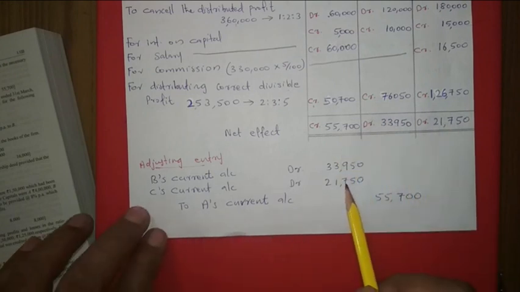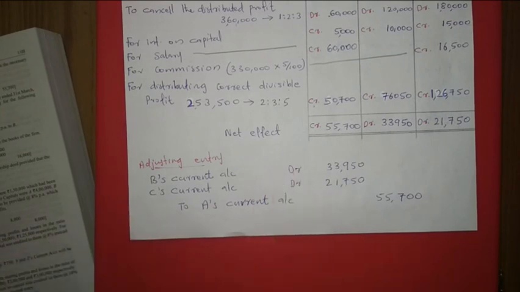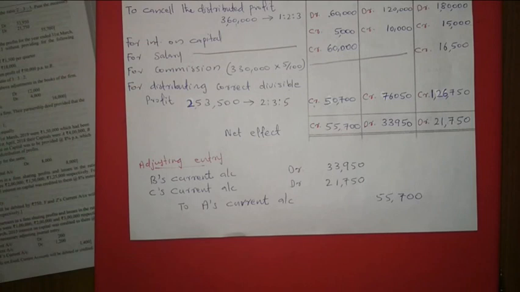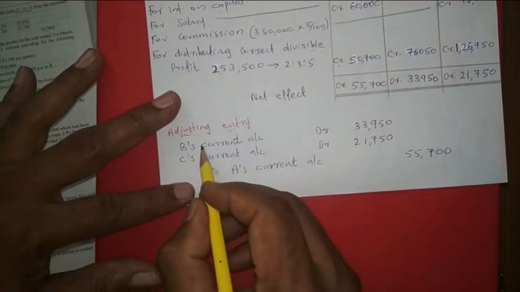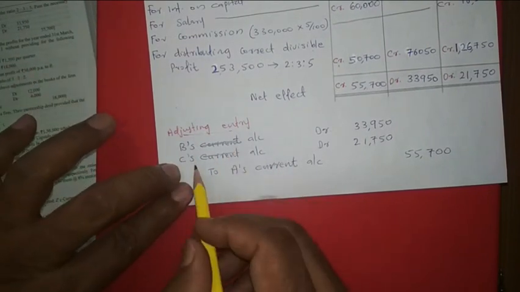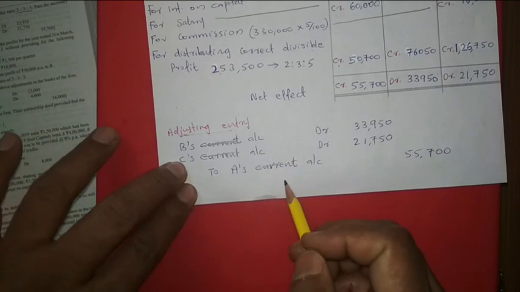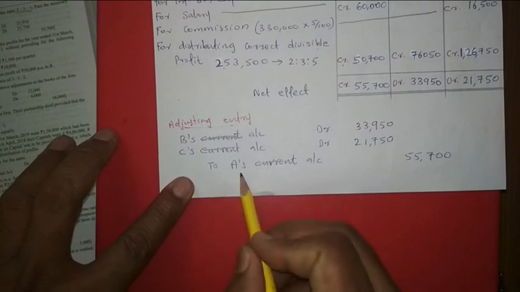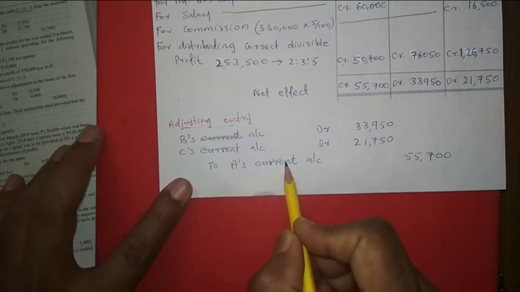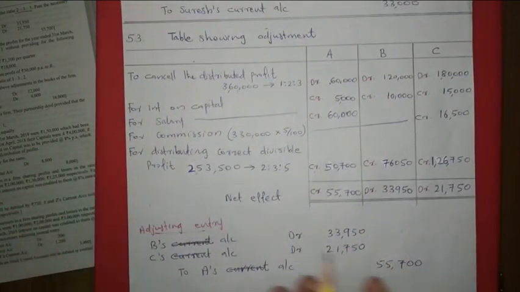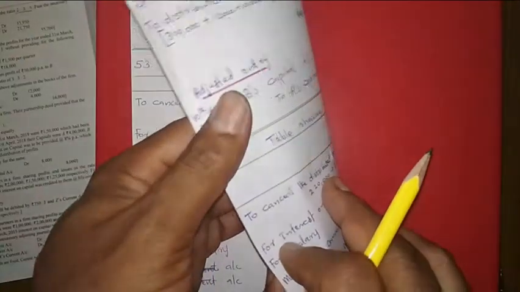So the entry will be here, capital account is fixed, I think. No, here capital account is not fixed. That is why I used current account here, that is wrong. Sorry. So here it will be B's capital account debit, C's capital account debit to A's capital account. Current account will not come. That will be the answer. Then 53 is over.